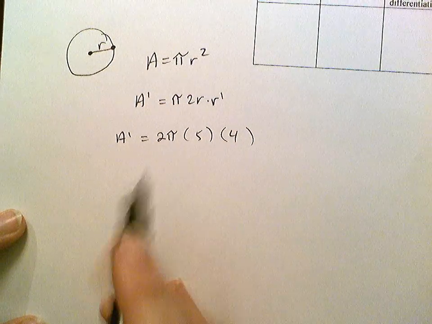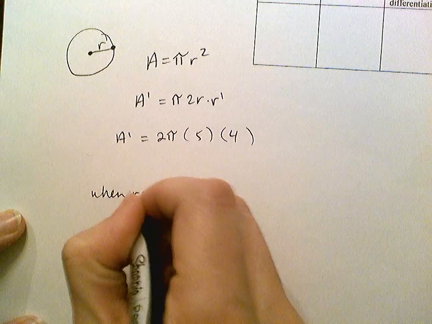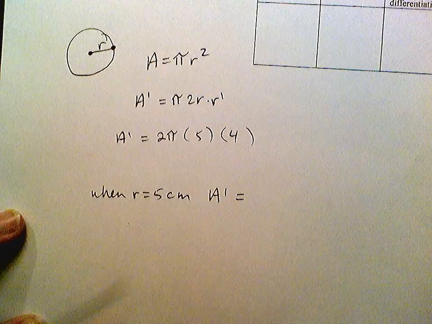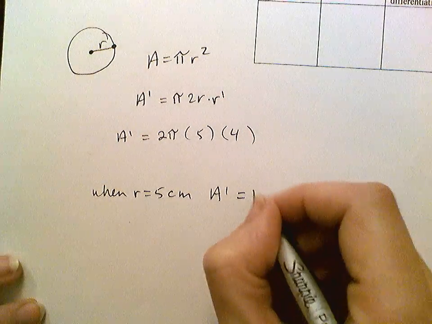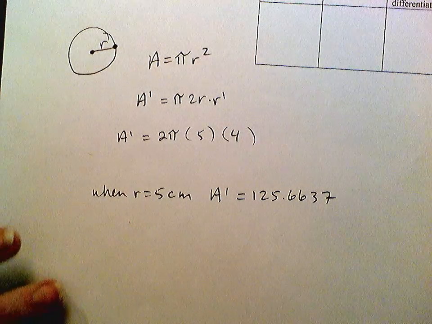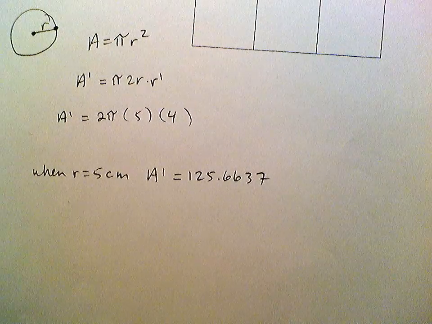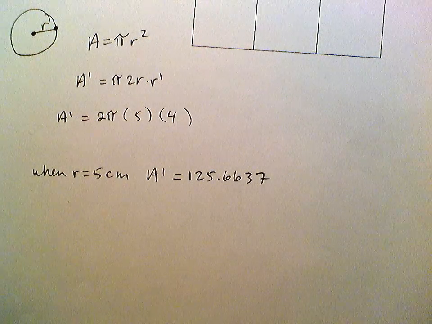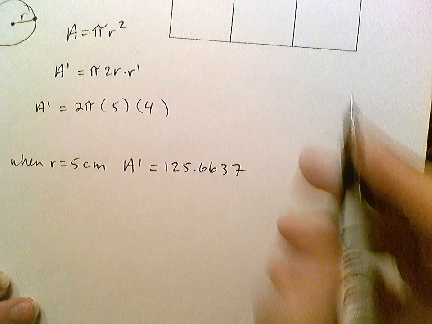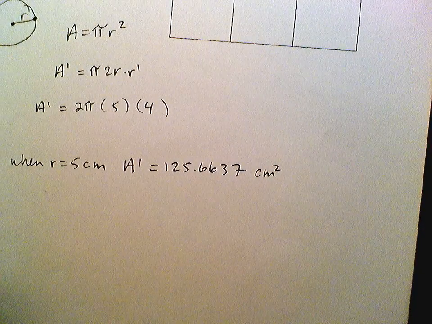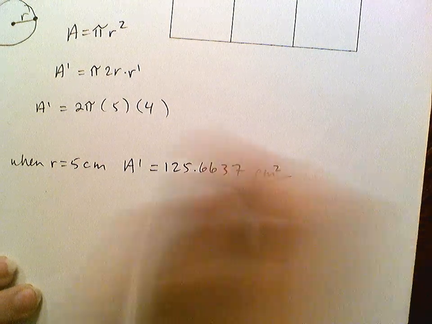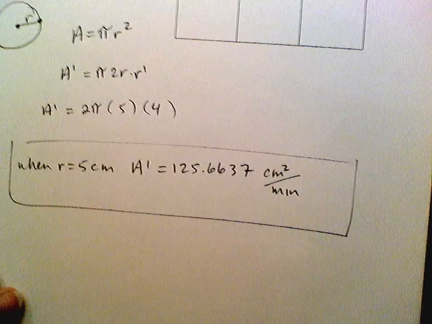My final answer is this. When r equals 5 centimeters, A prime is equal to 125.6637. Now you've got to be careful with your units. This is a rate, so it's going to be something over time. Area here is in centimeters squared, since area is two-dimensional, so it's centimeters squared per minute, not just centimeters per minute.